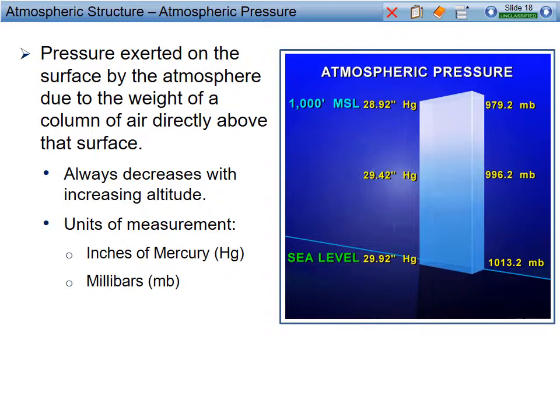Next, we'll talk about atmospheric pressure. This is the pressure exerted on the surface by the atmosphere due to the weight of a column of air directly above that surface. It always decreases with increasing altitude, meaning you will never be at an area of higher pressure than what is below you. Its units of measurement are inches of mercury, Hg for short, and millibars, or MB for short.